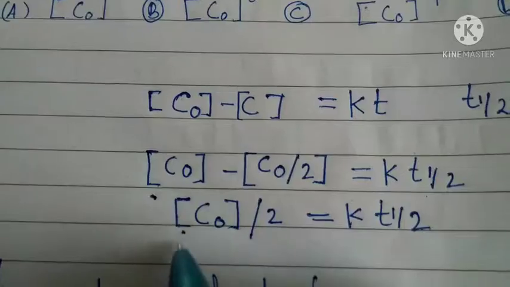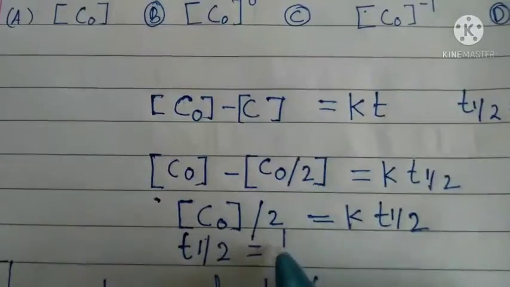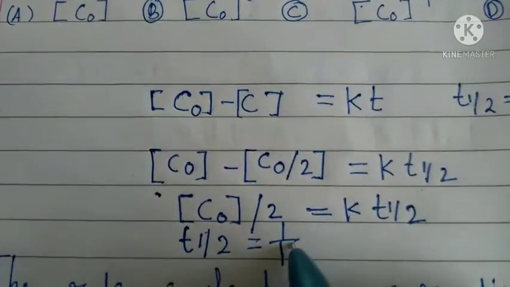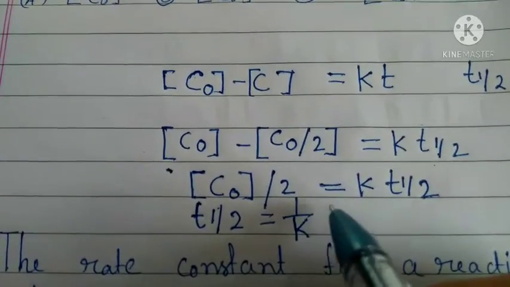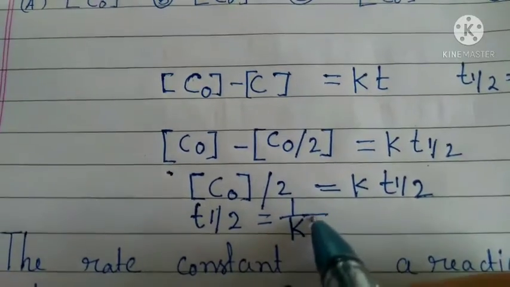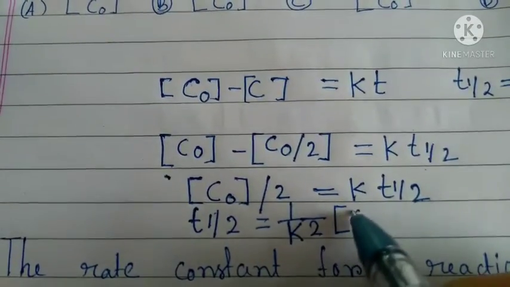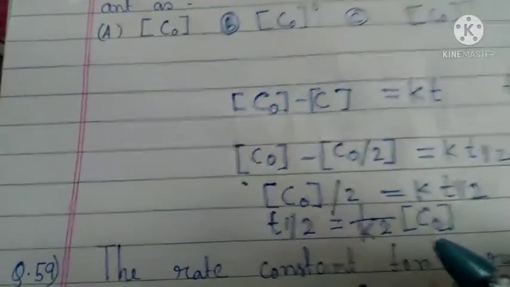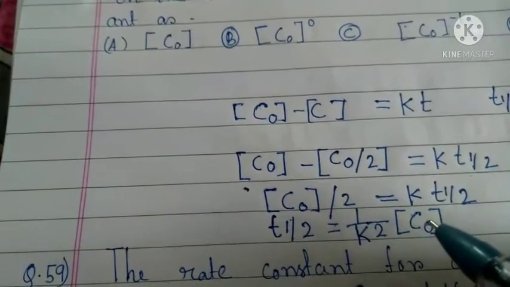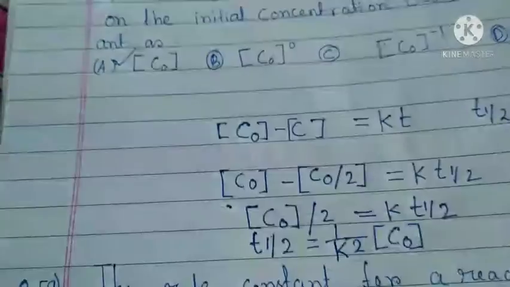T half will be C0 by 2K. 1 by K is constant for a particular temperature, so it is a constant term, by 2, into C0. So it depends on the initial concentration of the reactant with power 1. So option number A is the correct option.